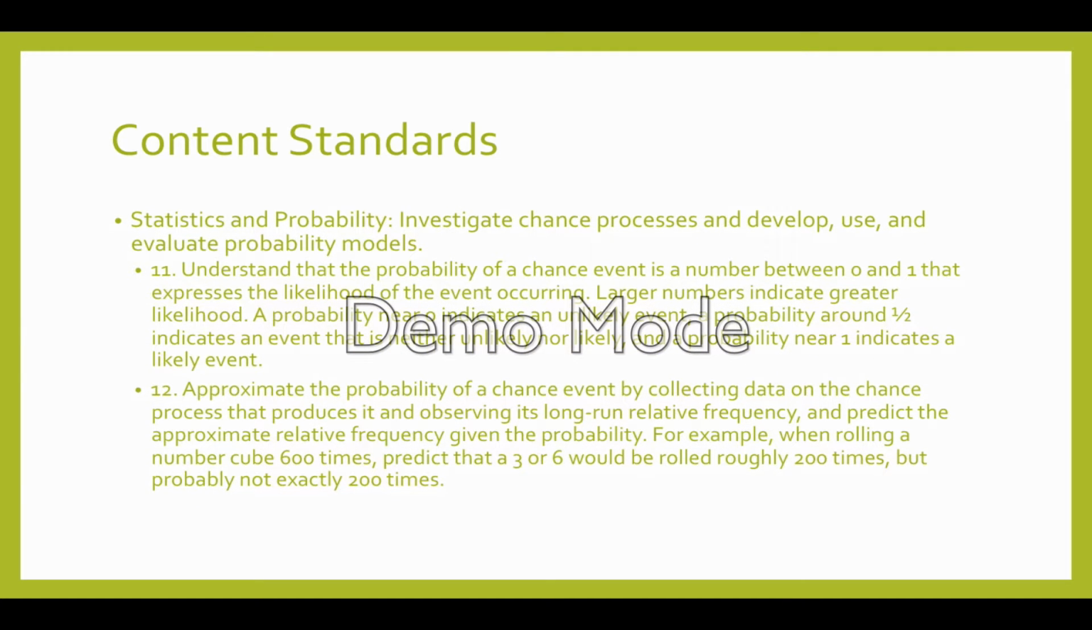The content standards that go along with this lesson are from the Ohio Department of Education Mathematics Model Curriculum for Statistics and Probability for 7th grade. Students will have to investigate chance processes and develop, use, and evaluate probability models. They will understand the probability of a chance event as a number between 0 and 1 that expresses the likelihood of the event occurring. They will also approximate the probability of a chance event by collecting data on the chance process.